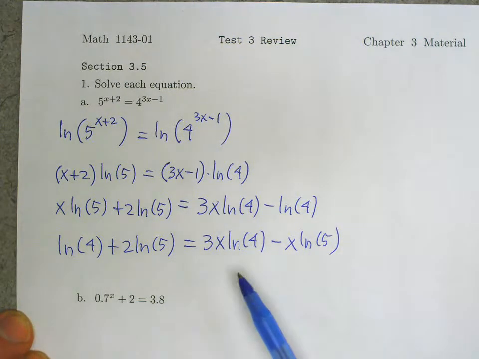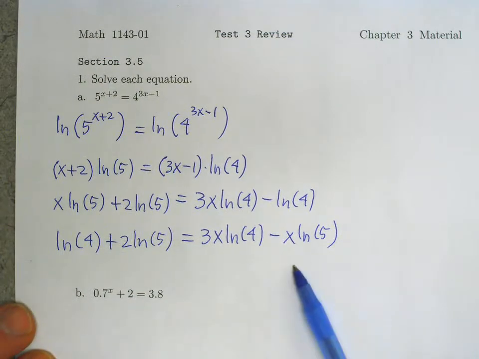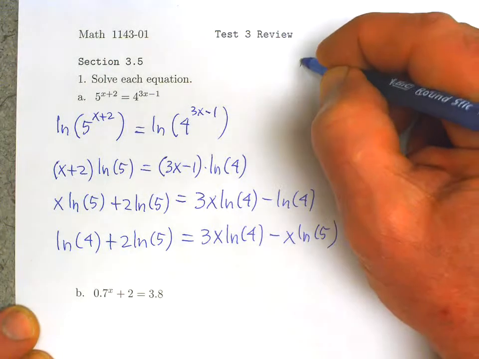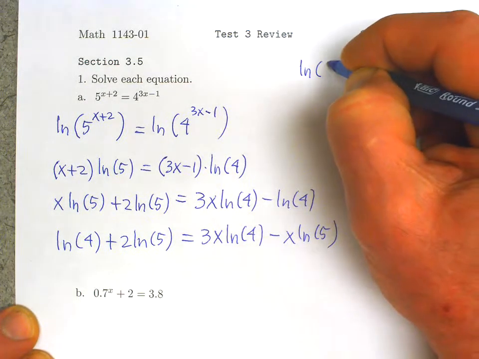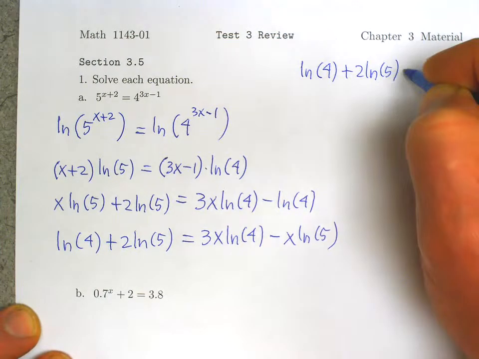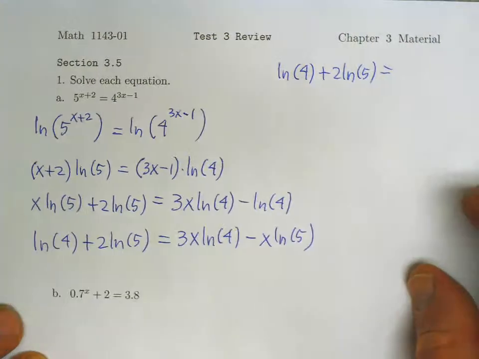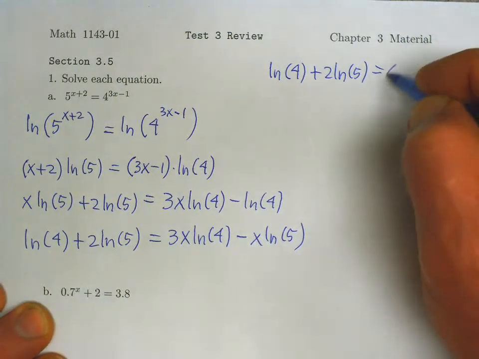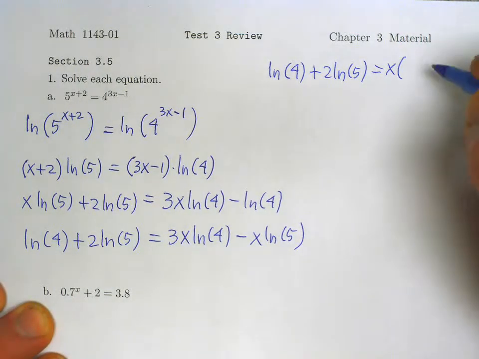Okay, now that every term with x is on the left-hand side, I can factor x out. So up here I'll write the left-hand side. It's the natural log of 4 plus 2 times the natural log of 5. And we're factoring x out of each of the two terms on the right-hand side down here. So it's x times 3 times the natural log of 4 minus the natural log of 5.